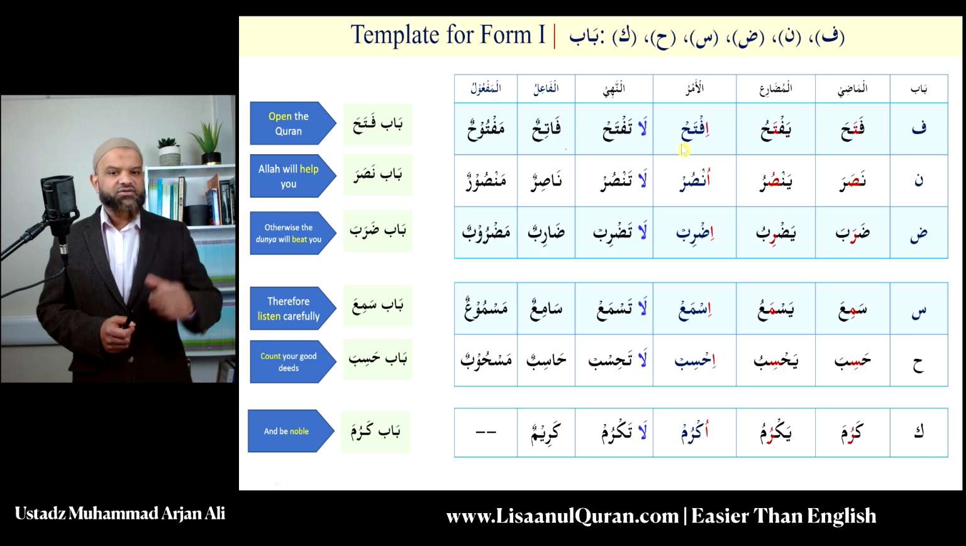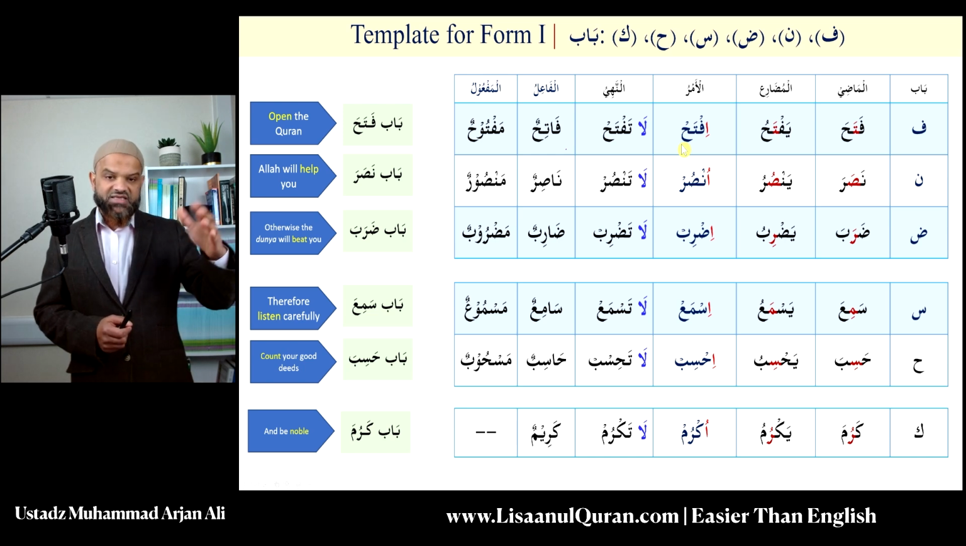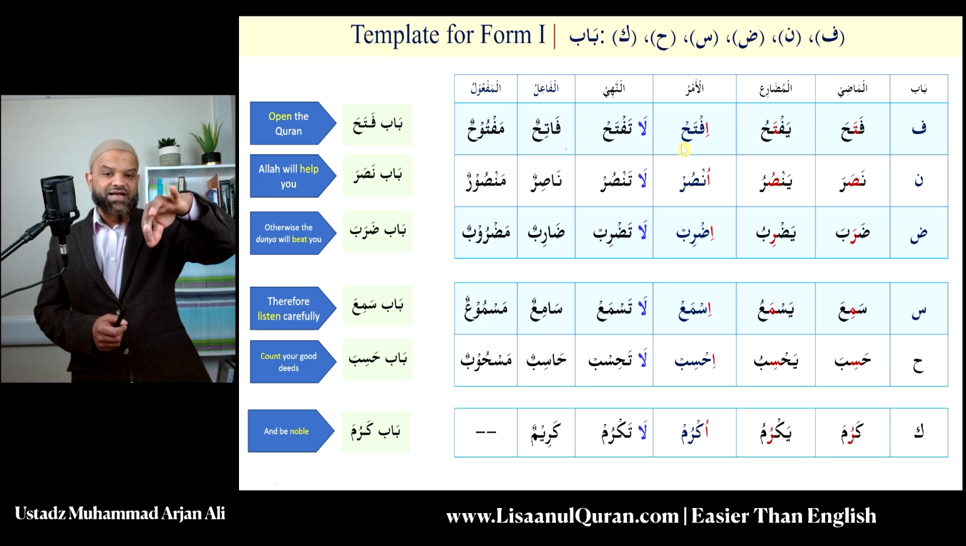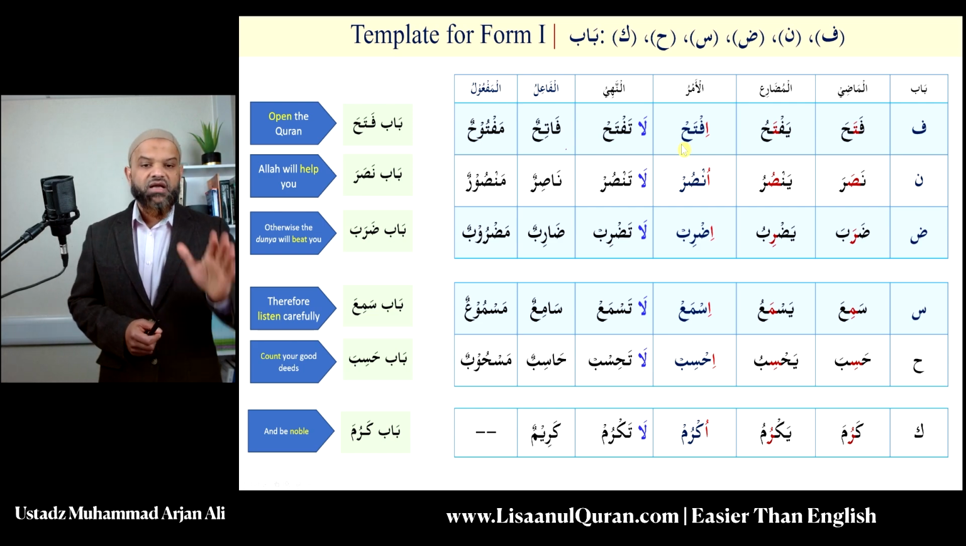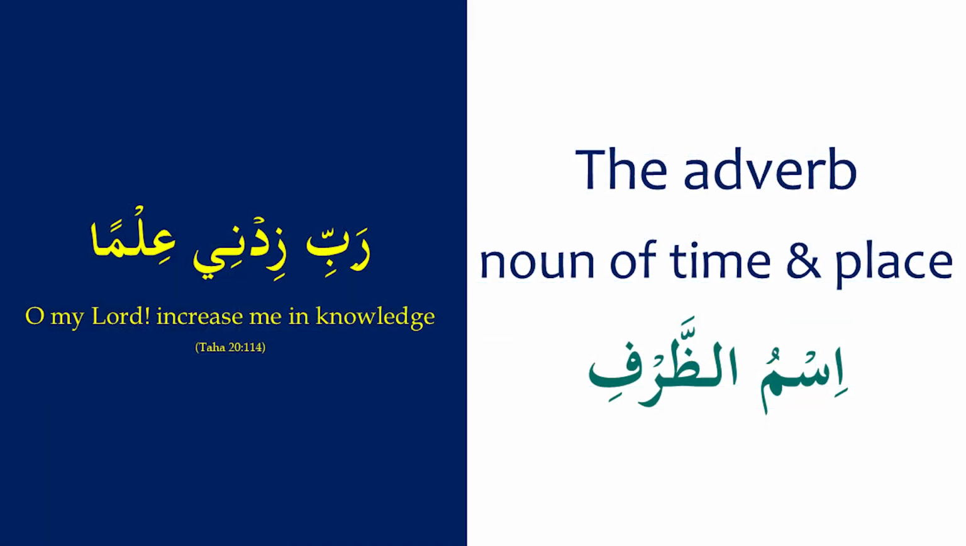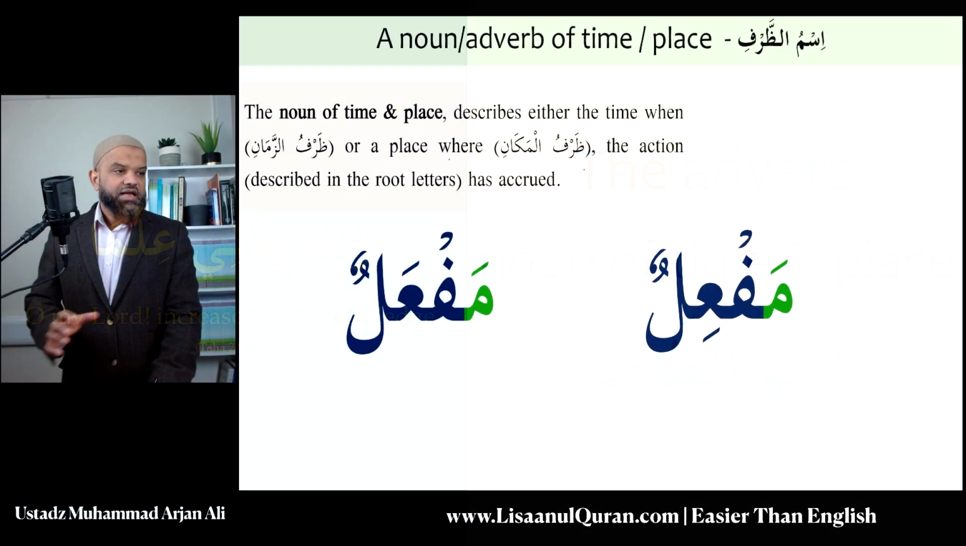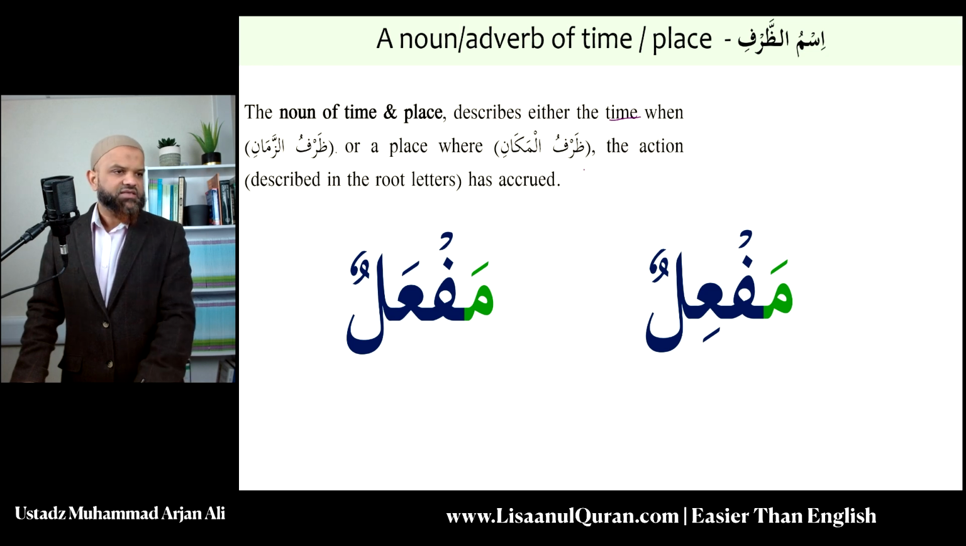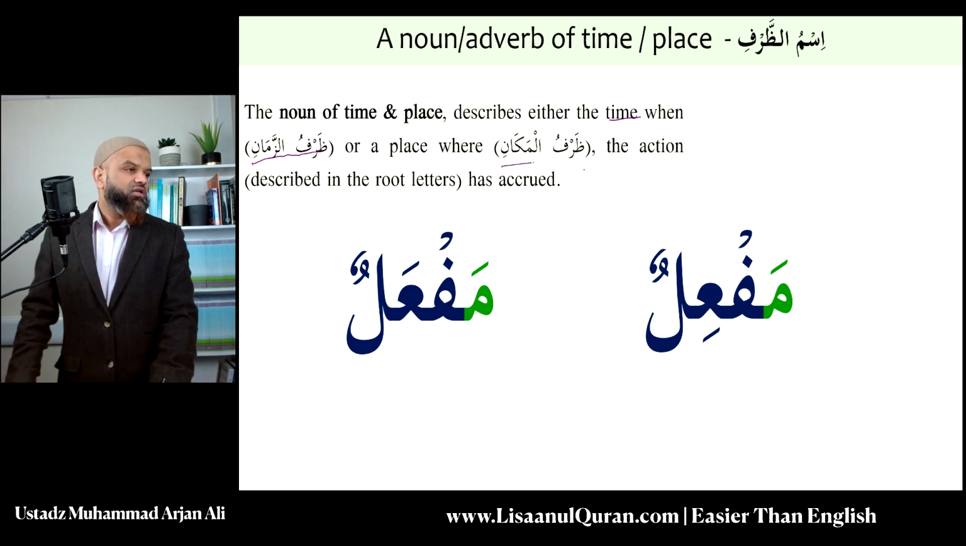So please, again, as a reminder, the passive participle is the one who receives the action, the active participle is the one who does the action. And that's the difference between the meaning. They're both nouns. Noun of time and place, adverb, ismu dharf. The noun of time and place describes either the time when the action took place, which is called in Arabic ظرف الزمان, or a place where the action took place, which is ظرف المكان.